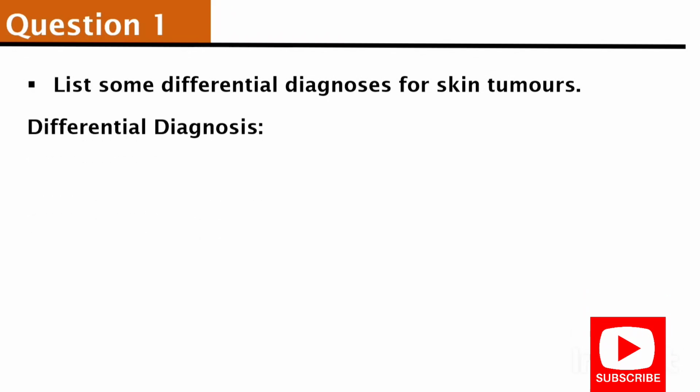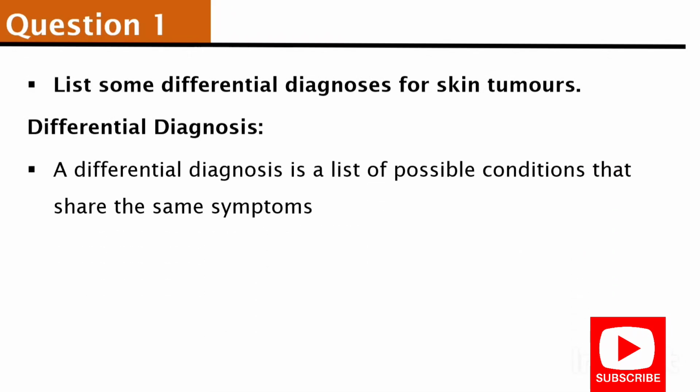So now let us look at the detail of that. What exactly is differential diagnosis? I think this question is likely to be confusing if you don't understand the term. A differential diagnosis is a list of possible conditions that share similar symptoms. Because we are looking at skin tumor, you are looking at all those possible conditions that mimic, or have similar symptoms to, the skin tumor.